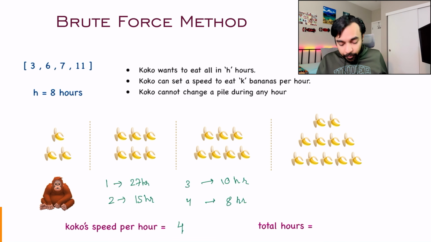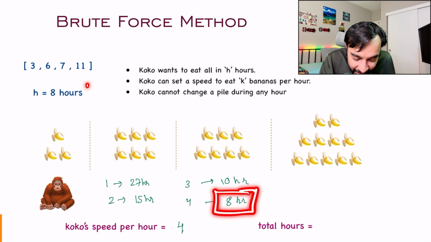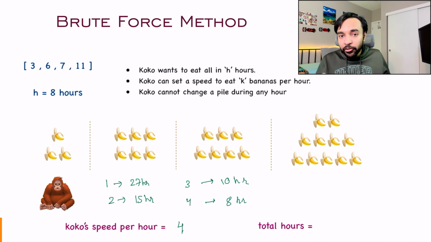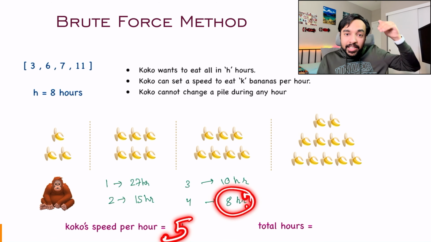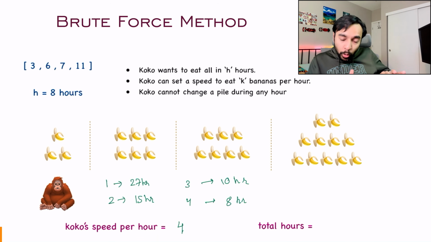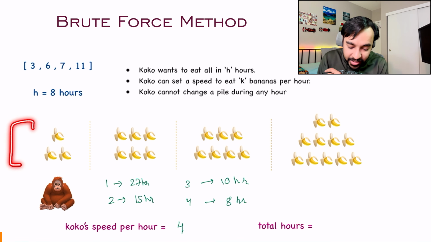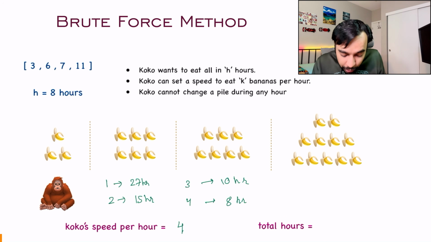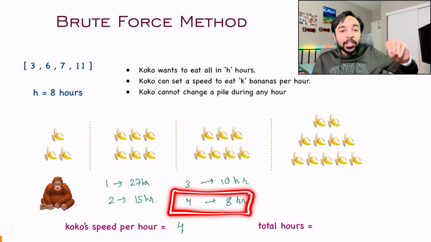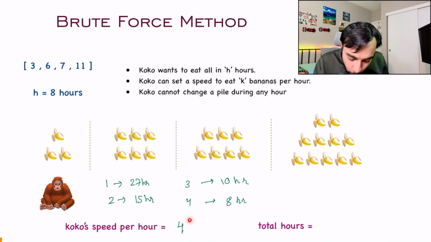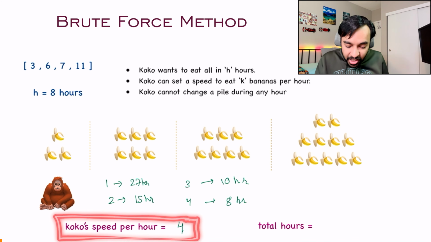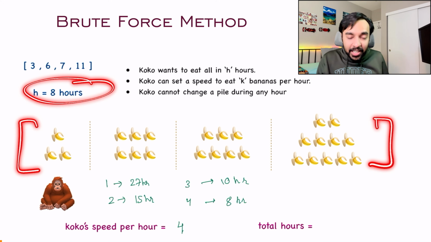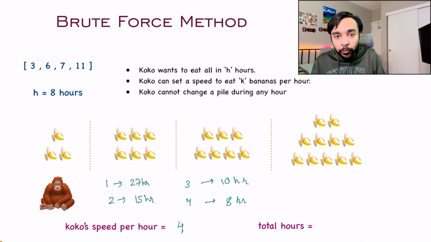So what are we doing over here? We will keep on incrementing our value until we find a time that is within this limit. Notice that if the speed changes to 5 bananas per hour, then this will even reduce. But you don't want Koko to be eating too much. You want her speed to be minimum such that she is able to finish all of it. Correct? So that is the brute force approach, and you will safely say that, okay, when Koko's speed is 4 bananas per hour, she will be able to finish all of the bananas in 8 hours. So this is the brute force approach.